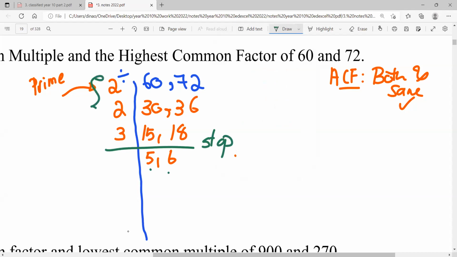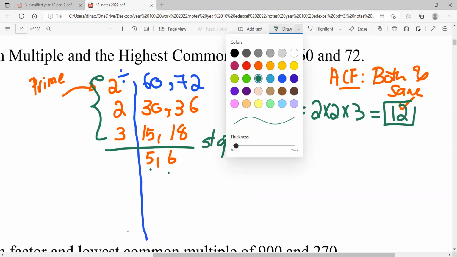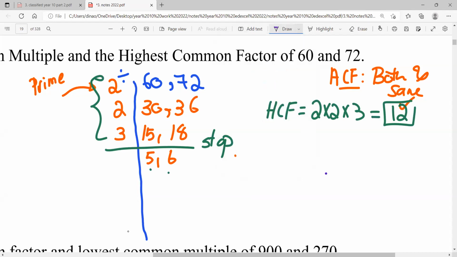The numbers on the left multiplied are your HCF. The numbers on the left are the HCF. I can't write the answer like this, lovelies: 2 times 2 times 3. I must write a value, a number. So 2 times 2 is 4, 4 times 3 is 12. So this is your HCF. Now, the good thing is that I can use the same column to find LCM.